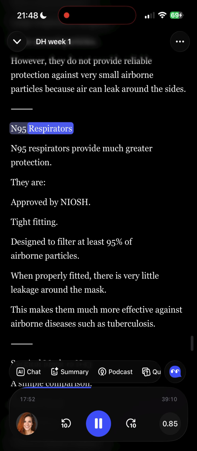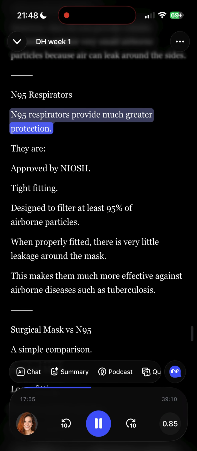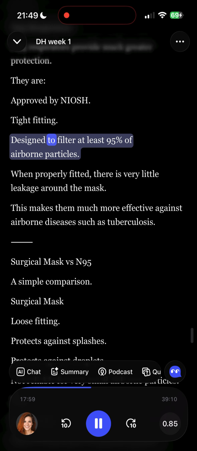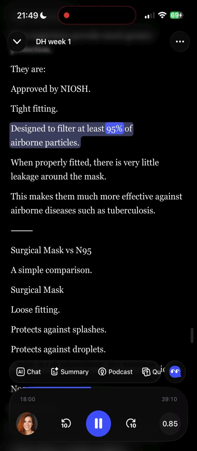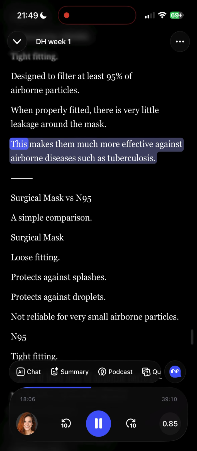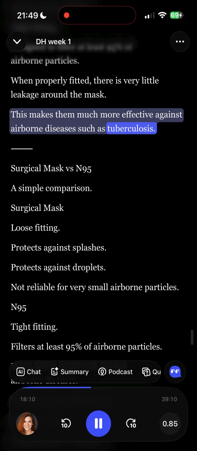N95 respirators. N95 respirators provide much greater protection. They are approved by NIOSH, tight-fitting, and designed to filter at least 95% of airborne particles. When properly fitted, there is very little leakage around the mask. This makes them much more effective against airborne diseases such as tuberculosis.